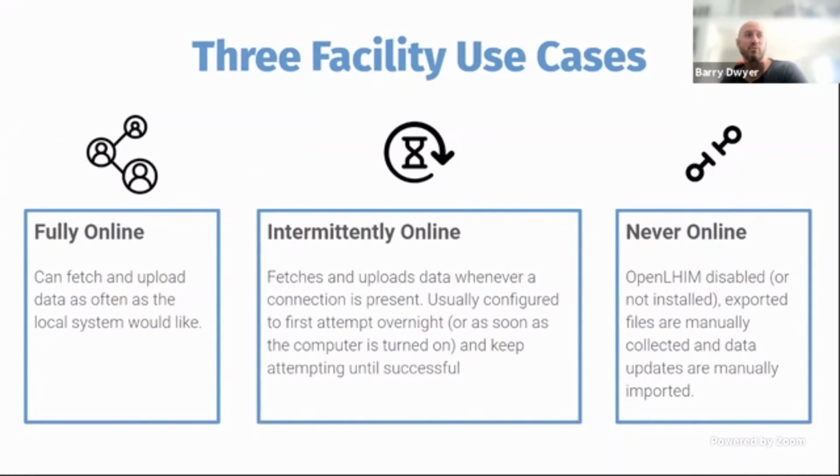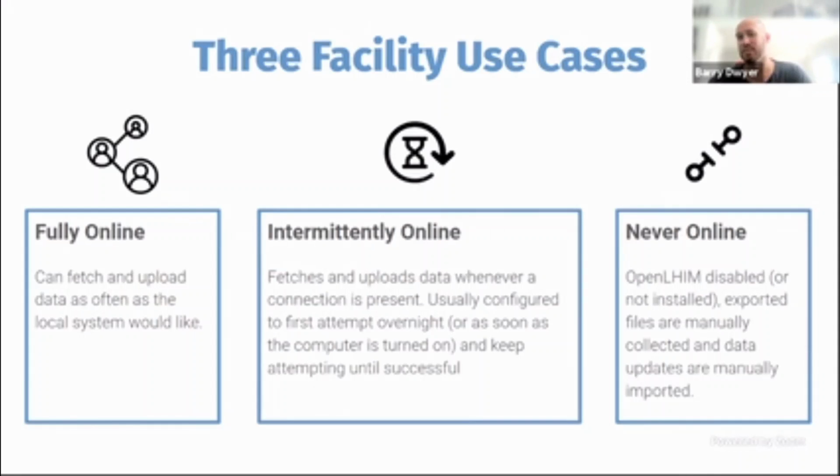Here are the three kinds of facility use cases we have. We have the fully online facilities, so hospitals, anything in a metropolitan area, generally we can be fully online. That being said, some of those offline systems are still deployed there, but the OpenLHIM can still easily connect for those systems. Then the more common use case is the intermittently online, where your internet is spotty. And then obviously there's never online. There are some places which just are not getting internet and there's no real plans to get internet there.